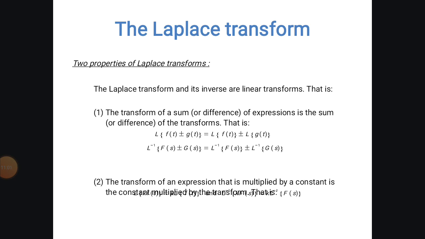This is not the case in multiplication. And the second property is the transform of an expression that is multiplied by a constant is the constant multiplied by the transform. That is, Laplace inverse of a F of s is equal to a into Laplace inverse of F of s. That is, if there is a constant multiplied, we can take it outside.